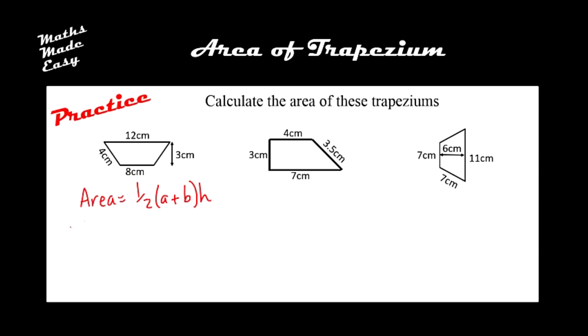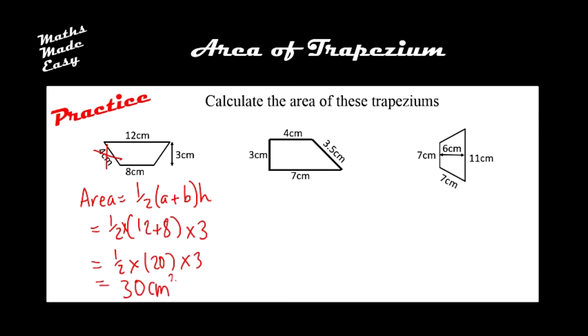Okay, here are the answers then. So for this first one, we need to do 1/2 of 12 plus 8, and then multiply that by the height 3, and this 4 here was again one of those values you don't need. It looks like the height, but it doesn't make a right angle. So that's 1/2 times by 20 times by 3, and then finally half of 20 is 10 times by 3 is 30 centimeters squared.